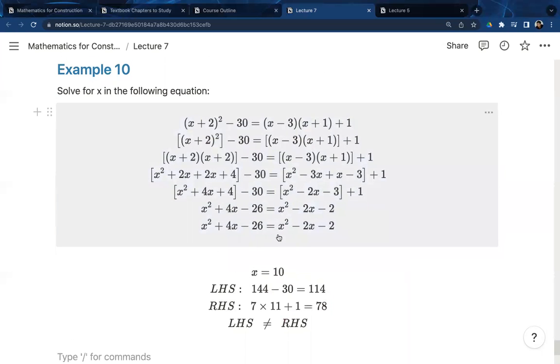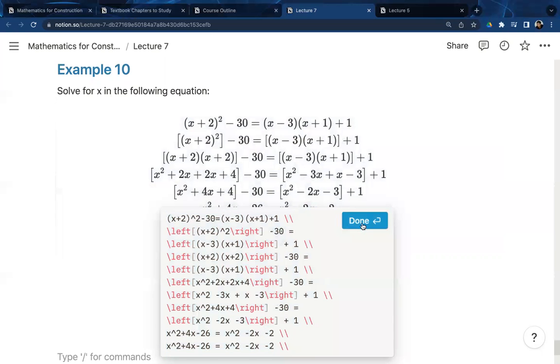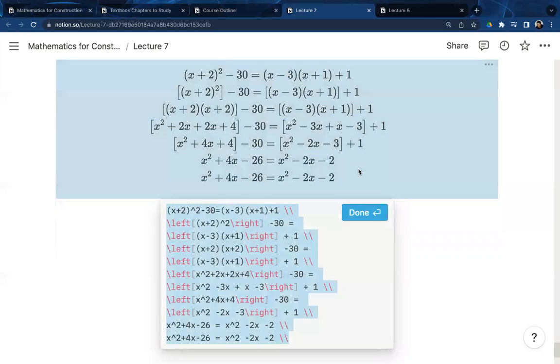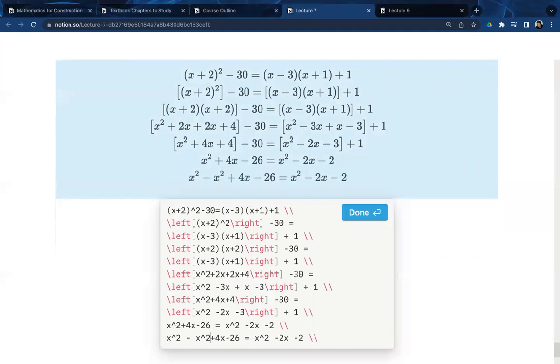I could surely get x over on one side. So let me see. I get x squared minus x squared, 4x plus 2x, and then minus 26 goes to plus 26. Right?